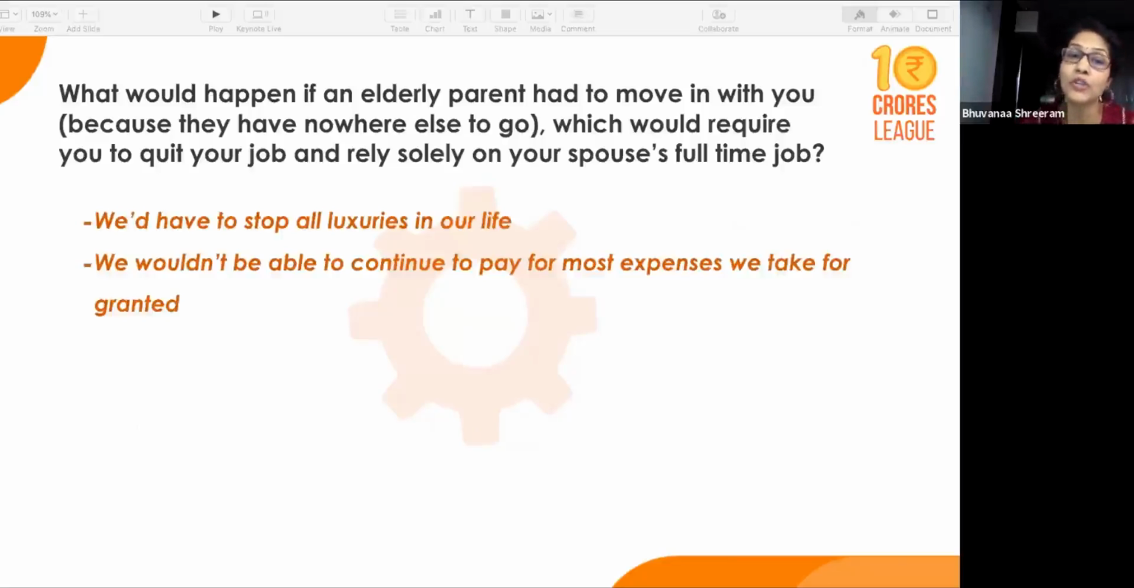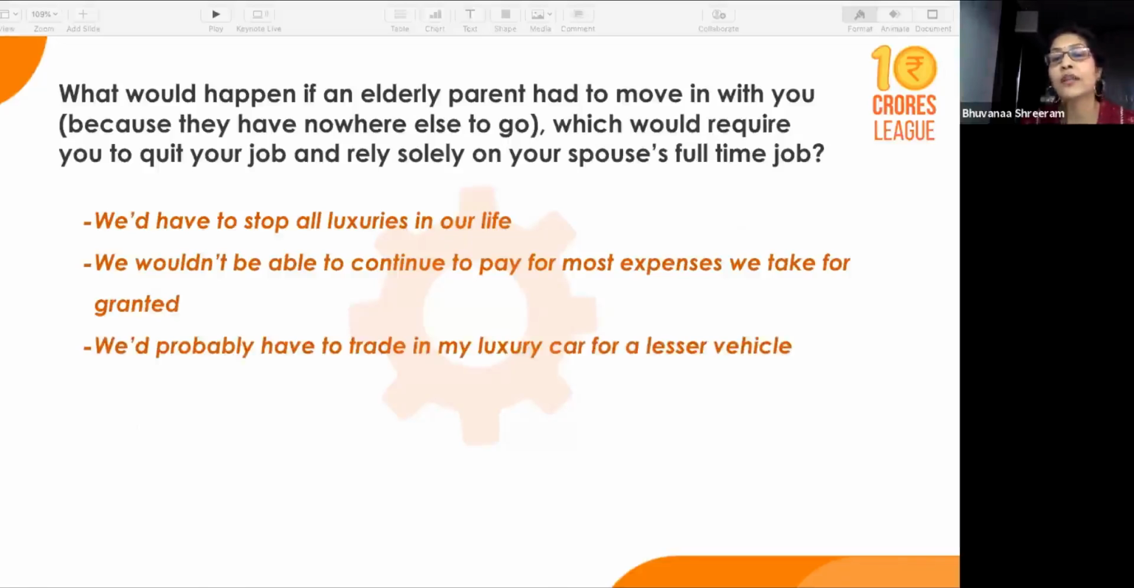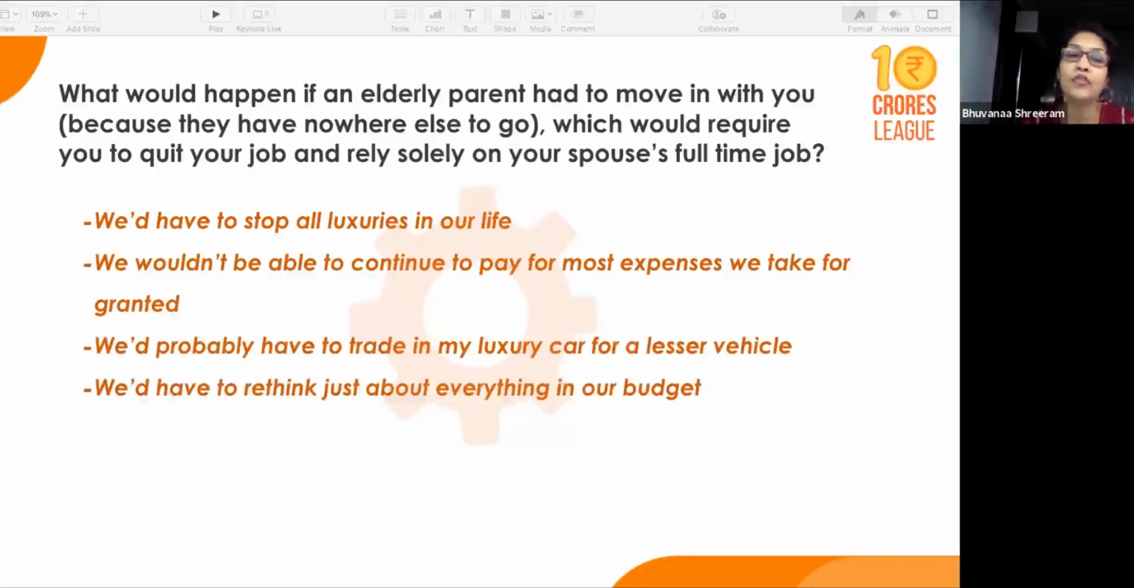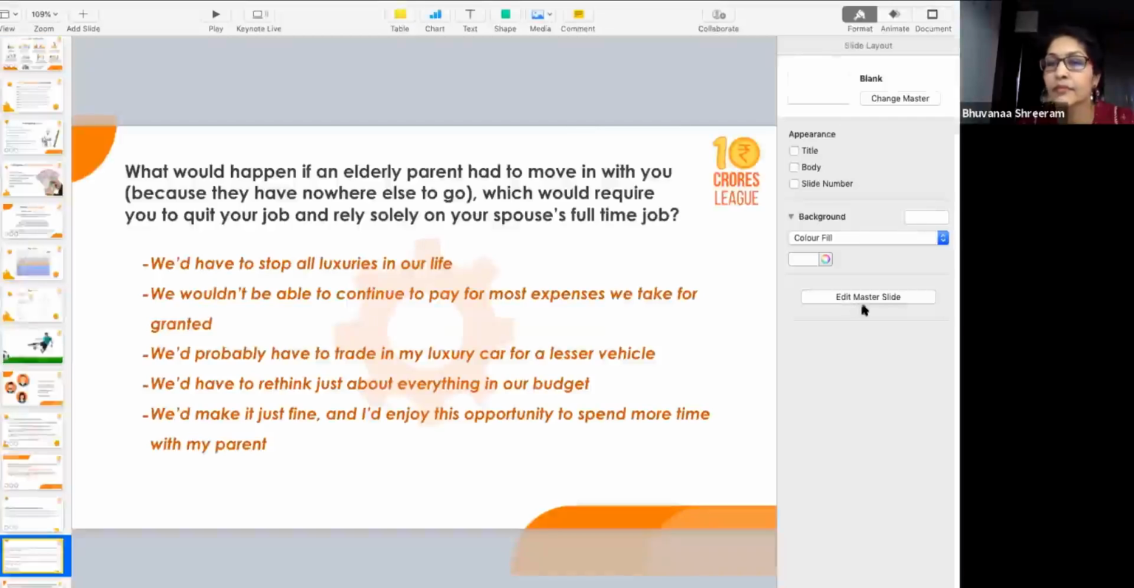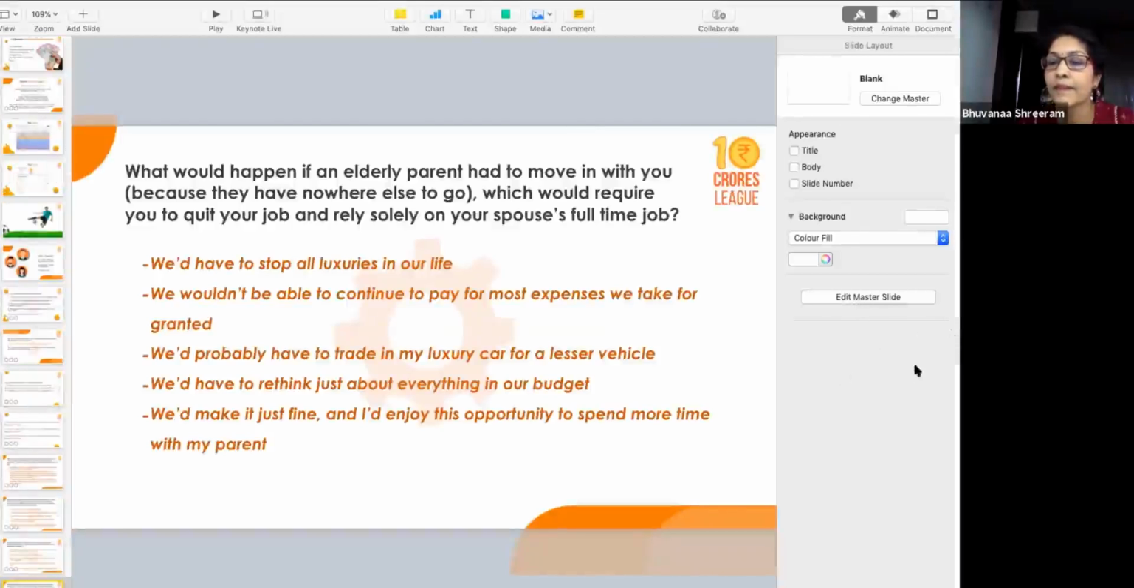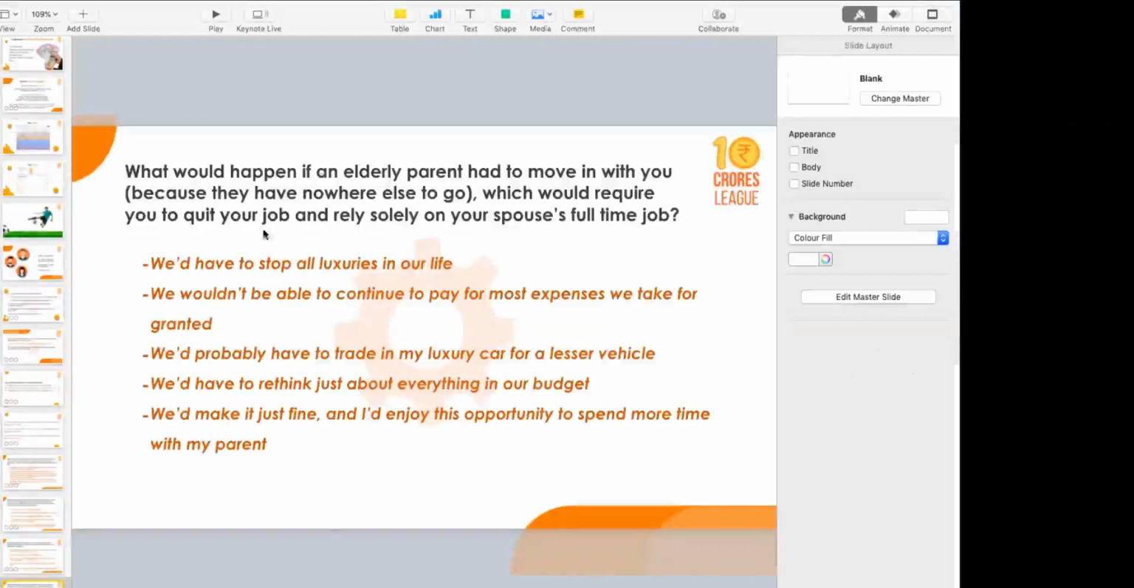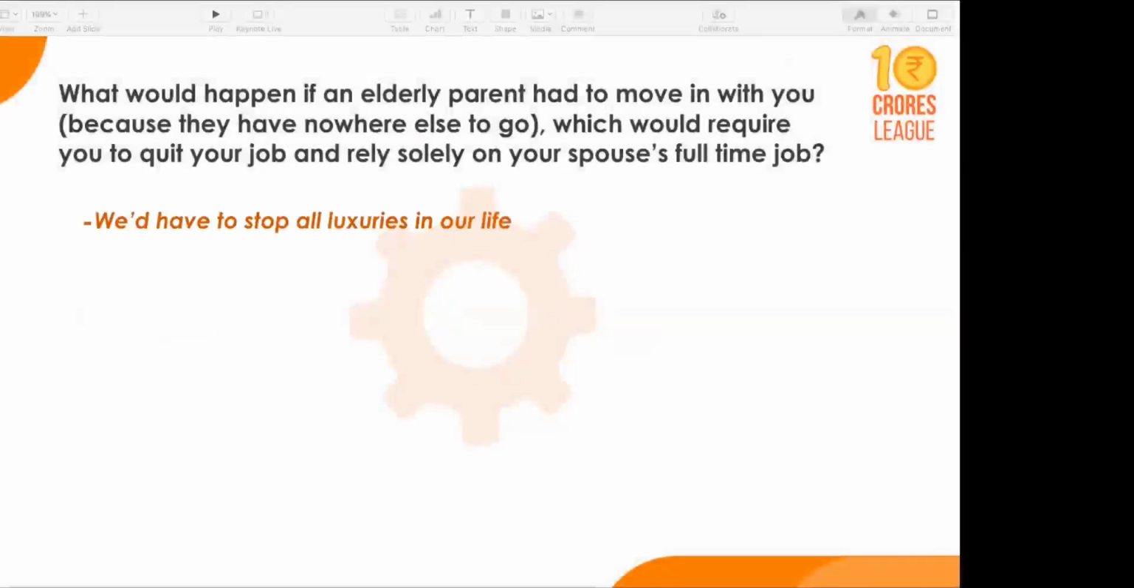We'll have to stop all luxuries in our life. We wouldn't be able to continue to pay for most expenses we take for granted. We'd probably have to trade in my luxury car for a lesser vehicle. We'd have to rethink just about everything in our budget. We'd make it fine. I'd enjoy this opportunity to spend time with my parent. Which of these situations is true in your current situation? Which of these situations are true?